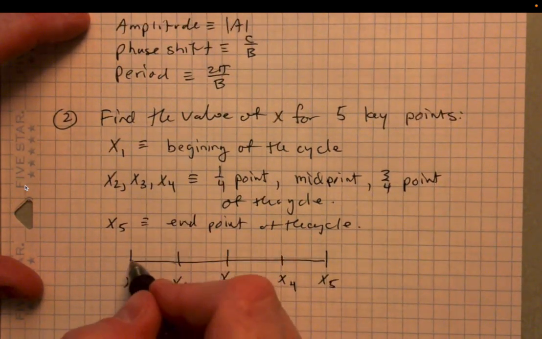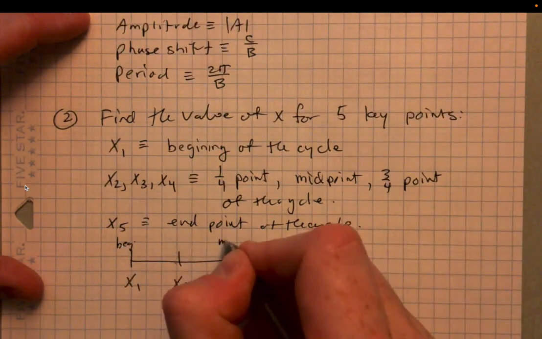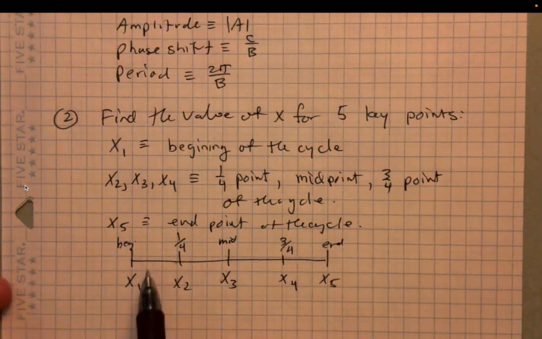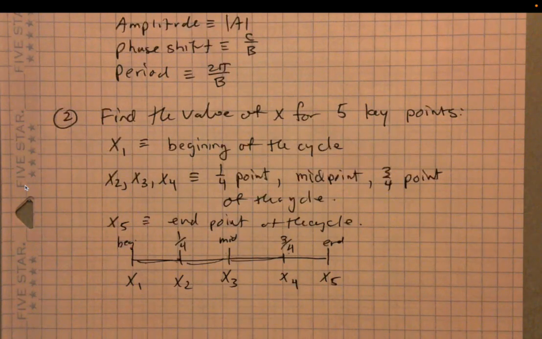So this is the beginning, this is the end, this is the mid, this is the 1/4, that's the 3/4. Because if you're here, you've gone 3/4 of the way. That's why it's called the 3/4. Okay, so we'll talk specifically about how to identify these 5 points in a moment. Don't worry, we'll get to this in a second. We're just flushing out the general process here.